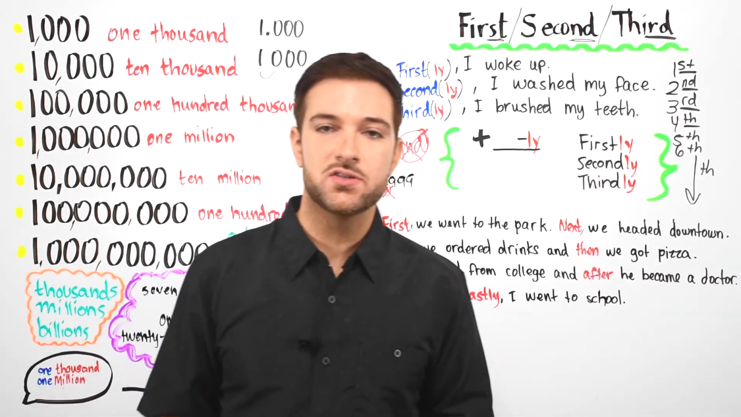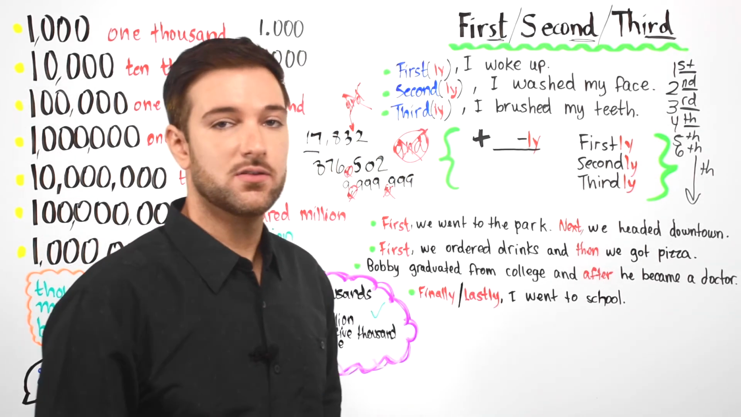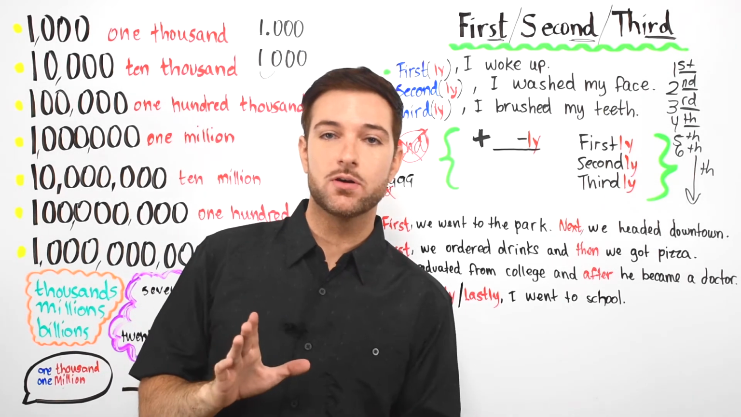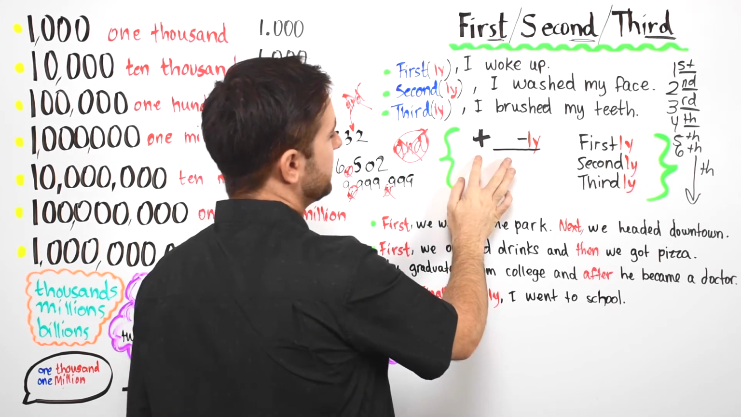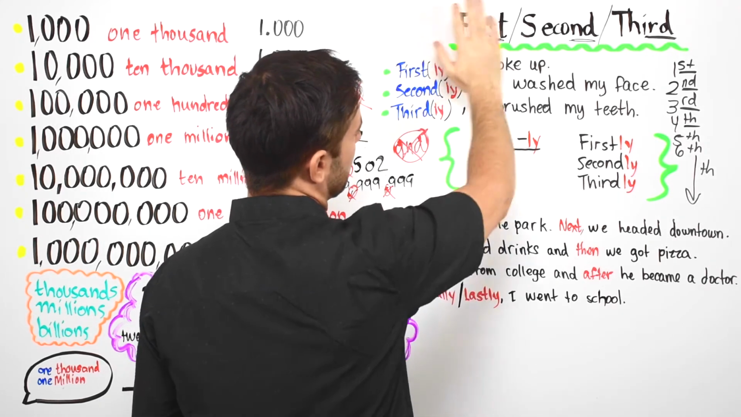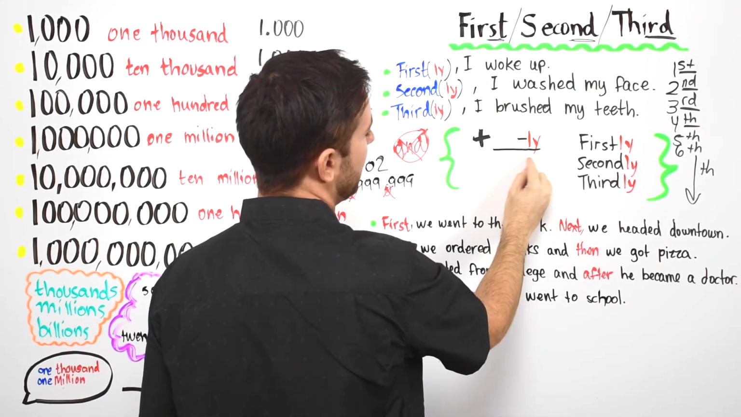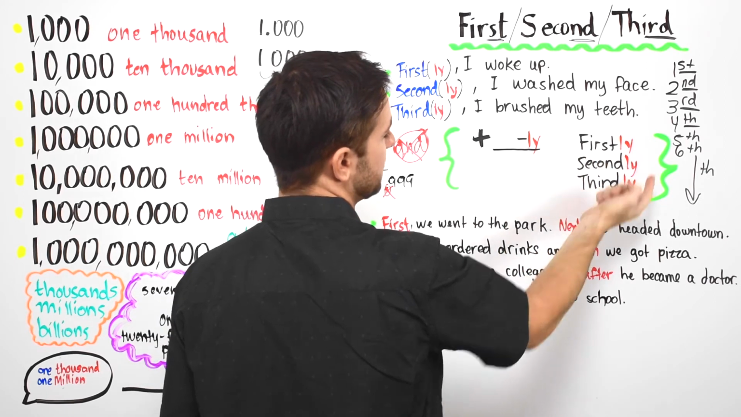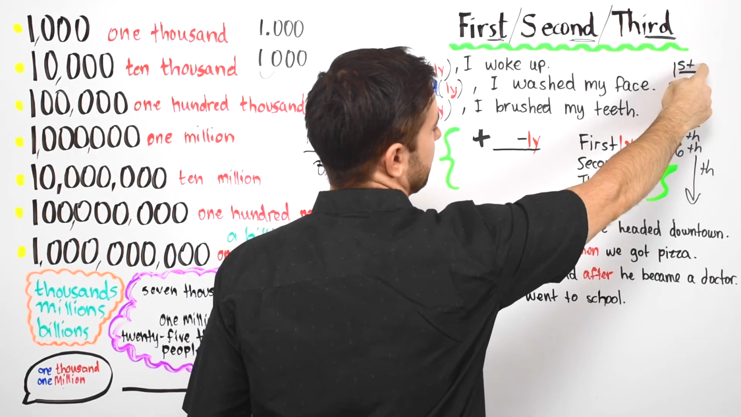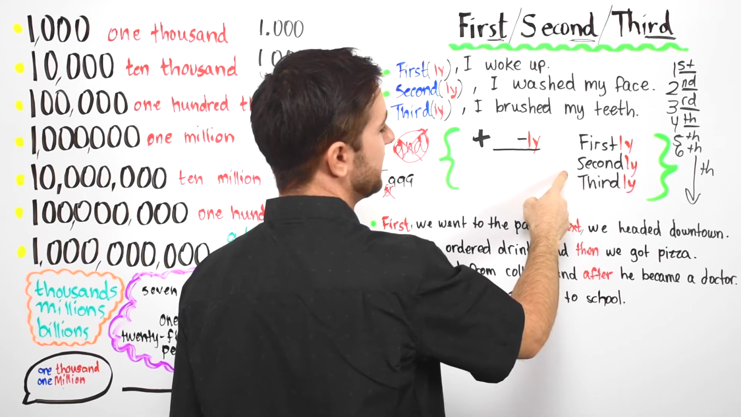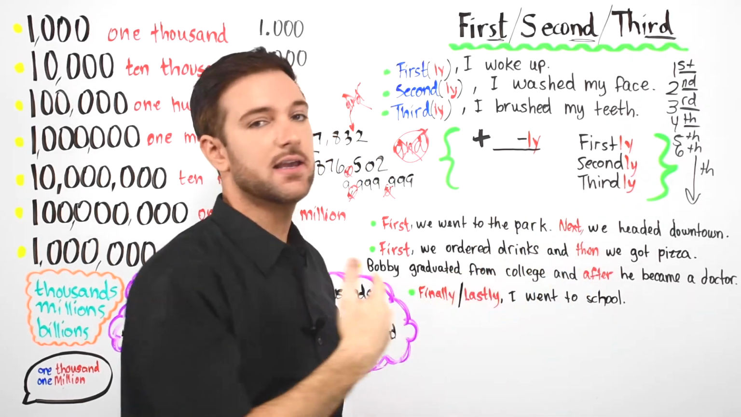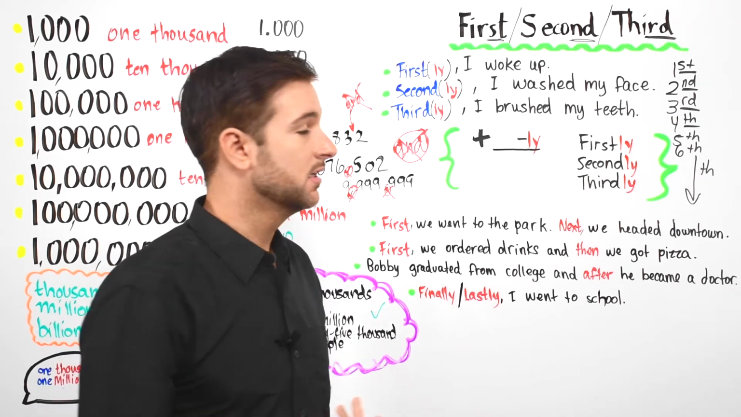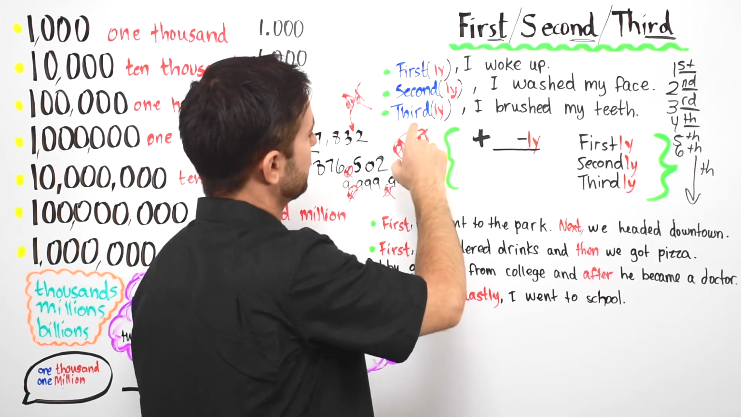Oftentimes in speech, guys, people add ly to the end of the word. Both forms of the word are correct, okay? So if you take the word from here, put ly, you get firstly, which is the same. First, firstly. Second, secondly. Third, thirdly. Okay, we just add ly. Firstly, secondly, thirdly. Let's look at these examples.